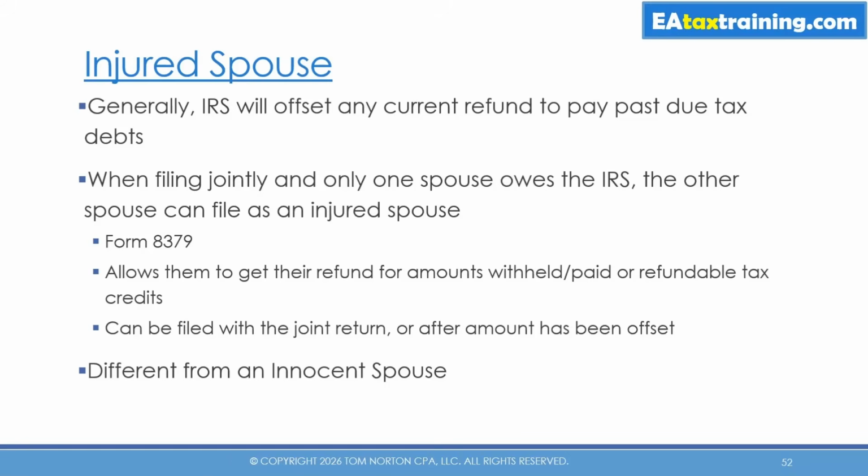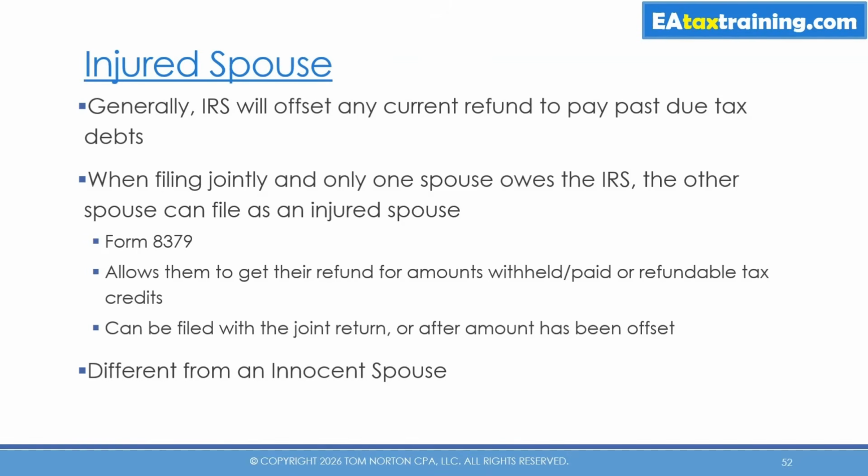So if you have a couple that is filing jointly and only one spouse owes the IRS, that other spouse can then file as an injured spouse. This happens a lot, for example, when couples first get married. One of the spouses may have a tax debt, and they may not realize that when they file their return, any refund is going to go to pay that past tax debt. Of course, this doesn't seem fair to the spouse who did not have the tax debt.